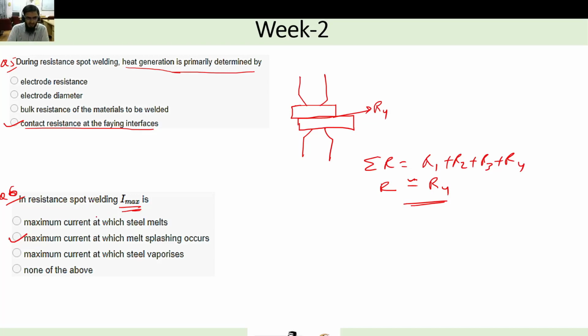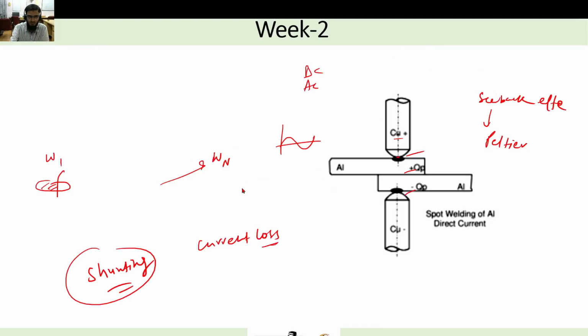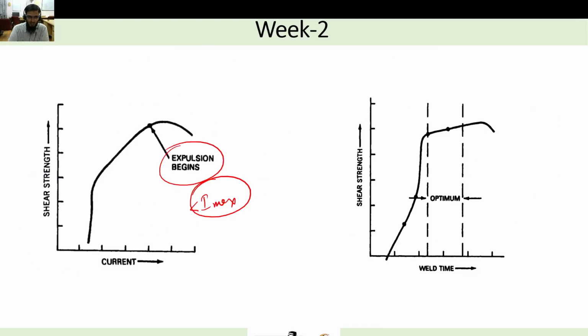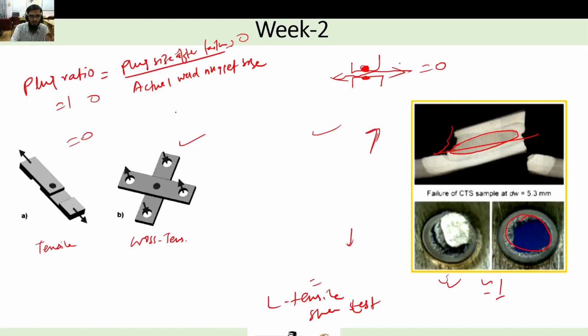So the Imax, when I was explaining the splashing using this curve, you can go back, this expulsion or splashing, this is nothing but Imax. If you apply more current than Imax, then the molten metal will come out of your sample, which is not at all good considering the shear strength, because after this the strength is going down. So up to here it is fine, that is Imax, and above that it is not at all recommended.